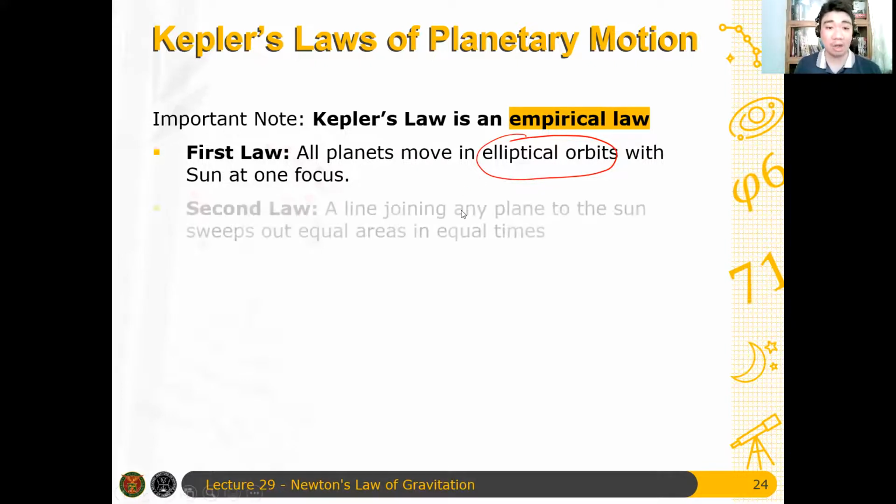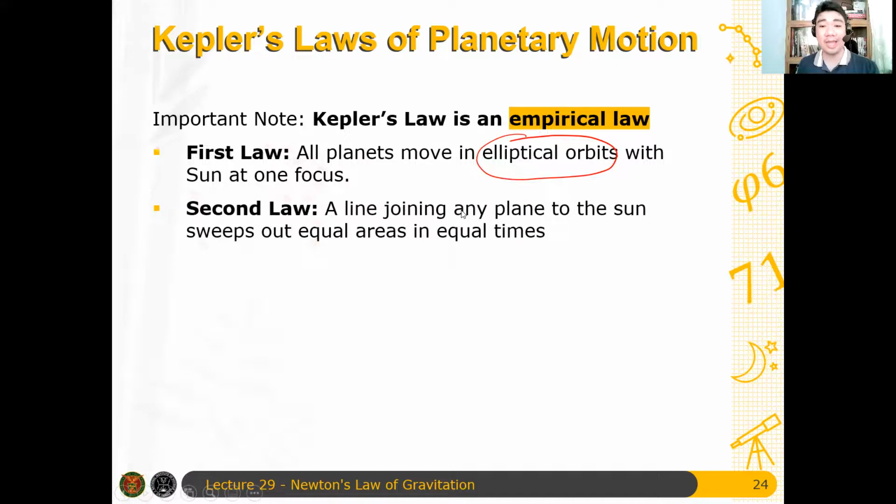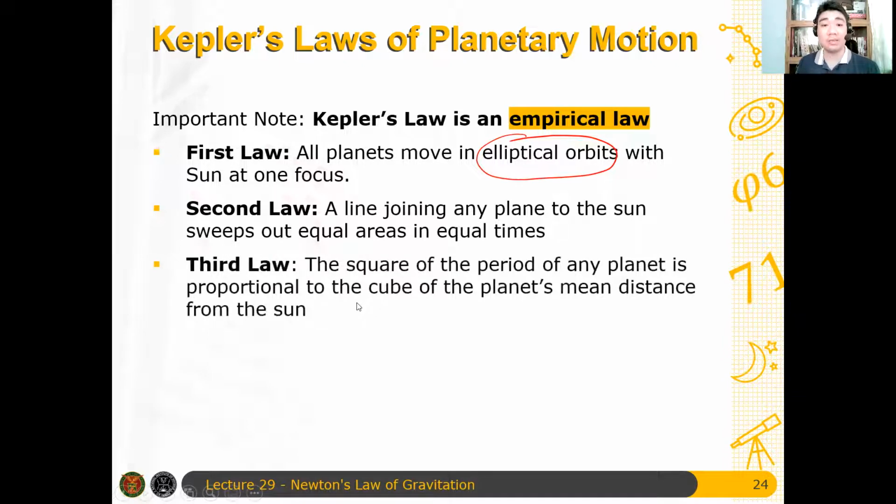Okay. Then the second law states that a line joining any planet to the sun sweeps out equal areas in equal time. So you have this definition called the areal velocity. You can calculate the areal velocity using conservation of angular momentum and show that at any given point in the orbit, if you trace an area of that orbit, you will calculate equal areas in equal times. And then finally, your third law: the square of the period of any planet is proportional to the cube of the planet's mean distance from the sun.